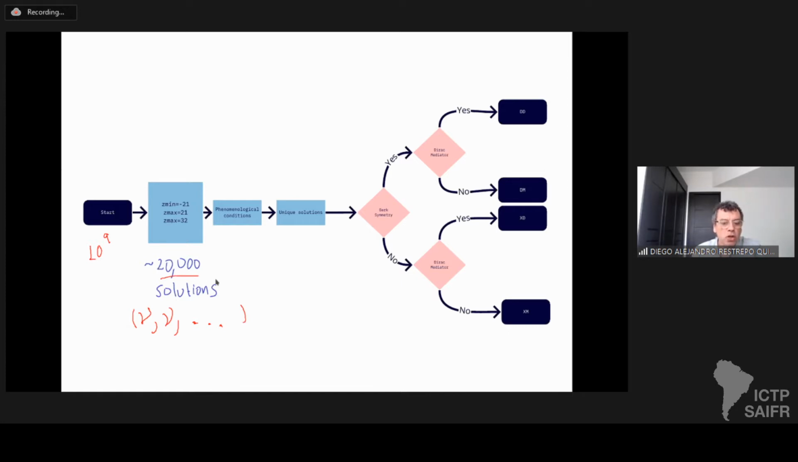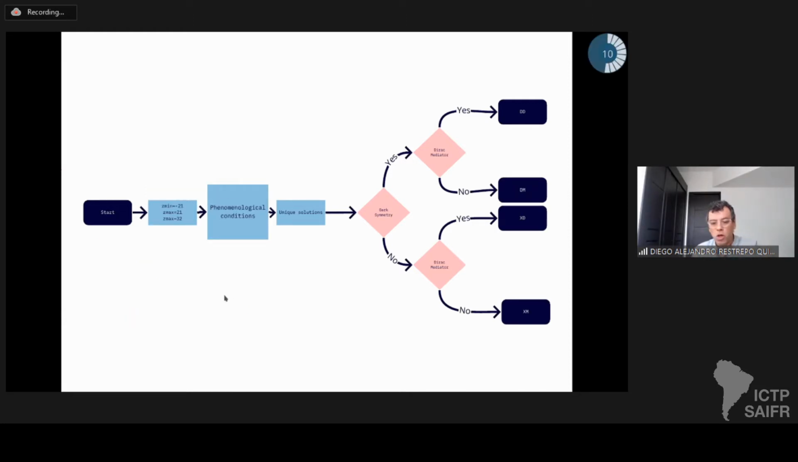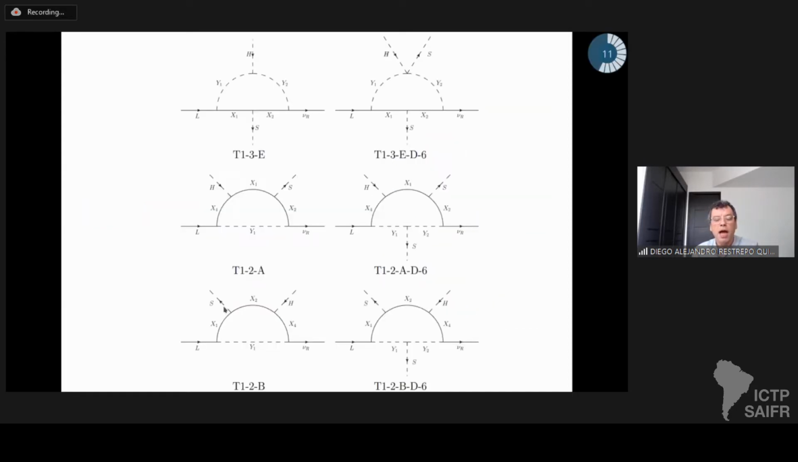It is still a lot, so I need to impose additional phenomenological conditions to have a more restricted set of solutions. So what kind of phenomenological conditions will be used here? I will study the generation of Dirac neutrino masses at one loop with topologies that require chiral fields. So these S1 and X2 in these topologies are chiral fields.